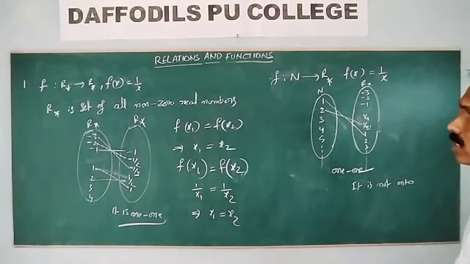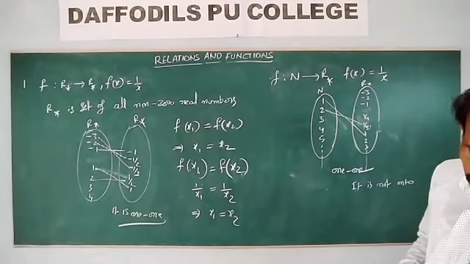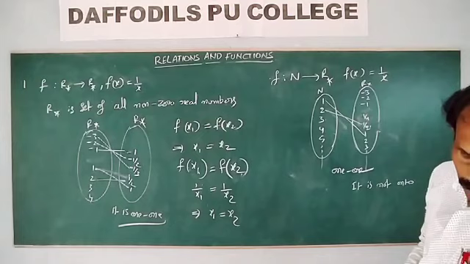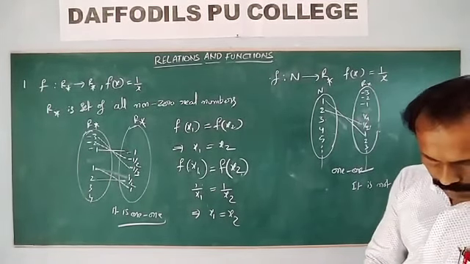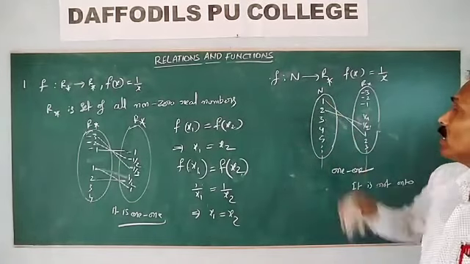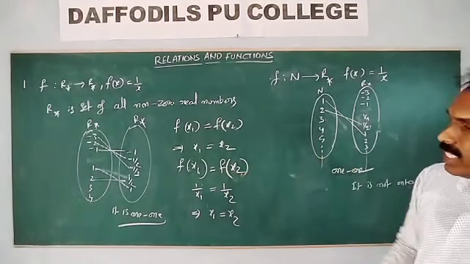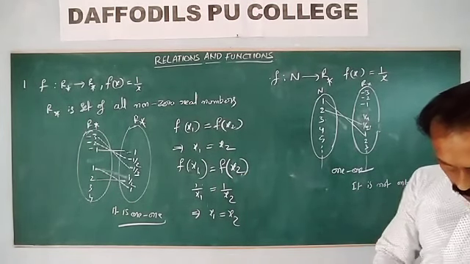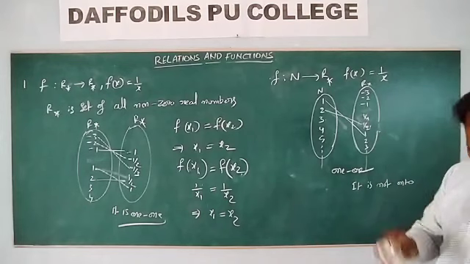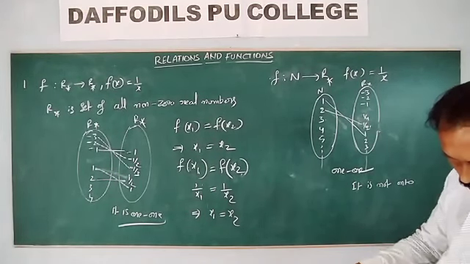So students, do this problem. First of all, R star. Next case: if the domain is replaced by N, it is one-one but not onto. In this case also one-one and not onto. Okay. Next question.